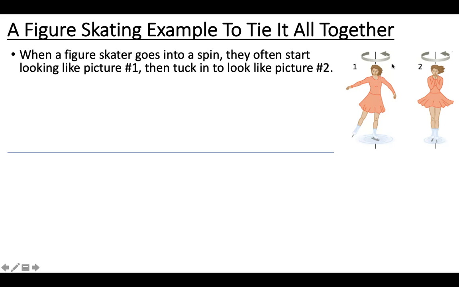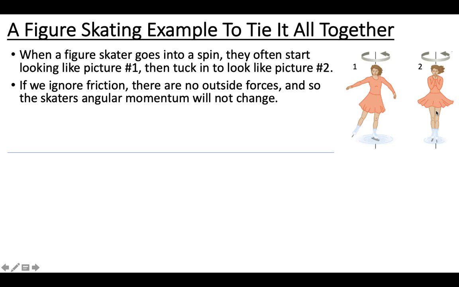I don't know if anybody watches figure skating or pays attention to that event in the Olympics, but a lot of them do this. They use this technique. When they start a spin, they have their arms spread out, and then they tuck them in. So if we ignore friction, that means there's no outside forces, and so the angular momentum will not change. Okay, so the angular momentum is constant. Whatever momentum she has in picture 1, it's the same momentum that she has in picture 2.